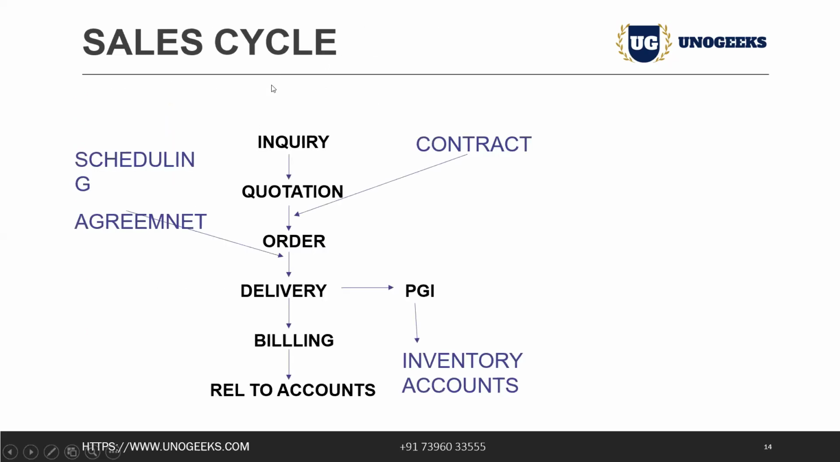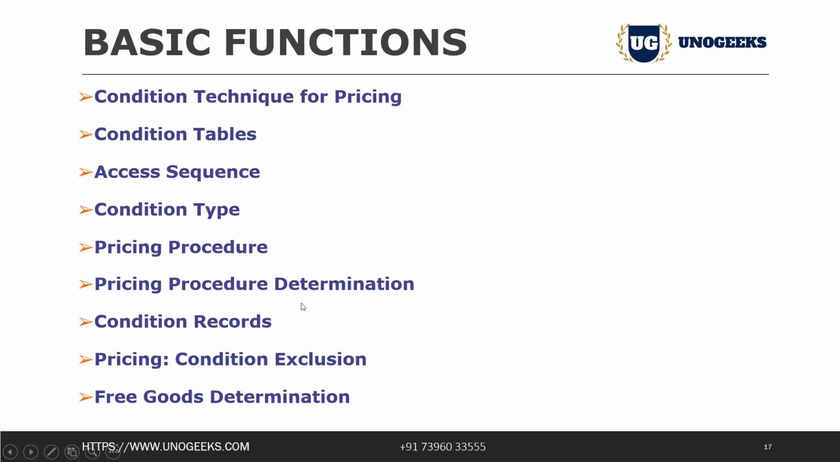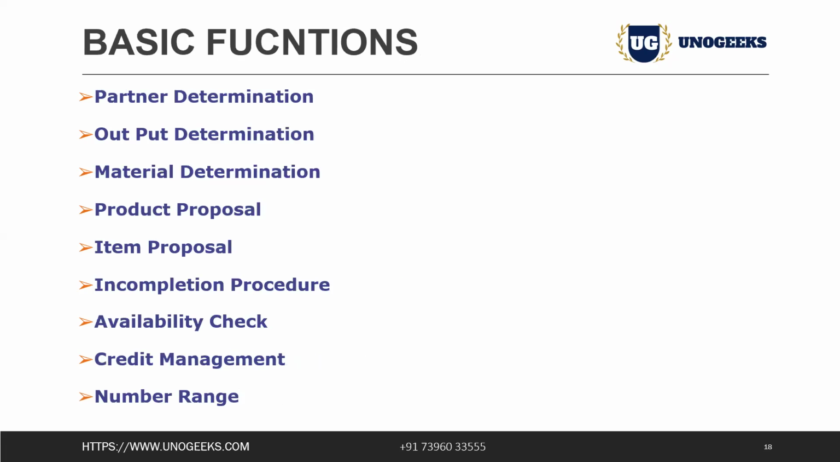Now, each business process here is considered a document. Inquiry, quotation, and order come under sales documents. Delivery documents are different. Billing documents are created differently in SAP. These are some standard documents in SAP, that means processes. Then we have basic functions. In basic functions, we have pricing, partner determination, output determination, so many basic functionalities which you have to learn because business uses these functionalities.